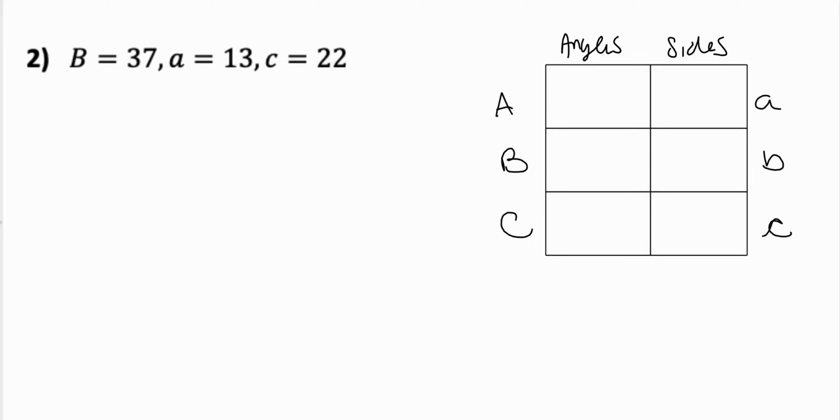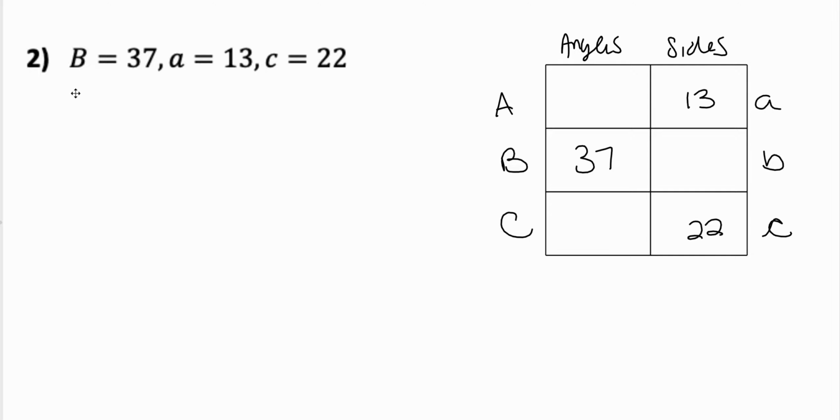This is a non-right triangle. I have my box of angles and sides, and I need to fill it in. Big B is 37, so in big B I'll put 37. Little a is 13, and little c is 22. So I look to see if there are any pairs: big A and little a, big B, big C, little c, and there are no pairs of numbers.